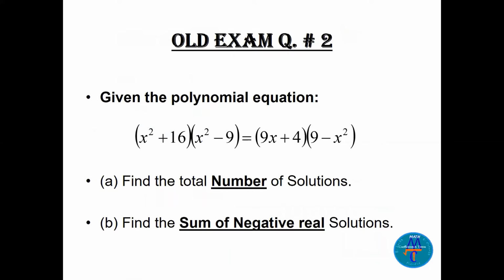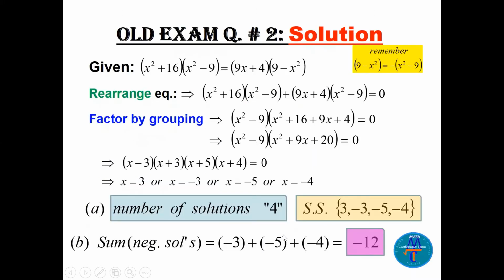Now, the second one. Very similar, very close. Maybe there's a little trick here. Given this polynomial equation, we need the number of solutions, just the number of all the solutions, total number. And then we need the real solutions, take the negative ones, add, find the sum of the negatives. Let's see.